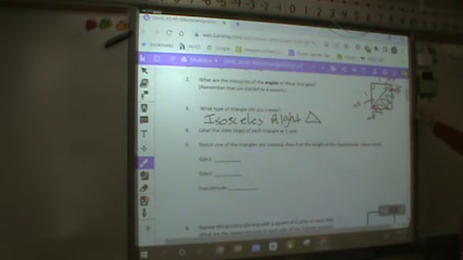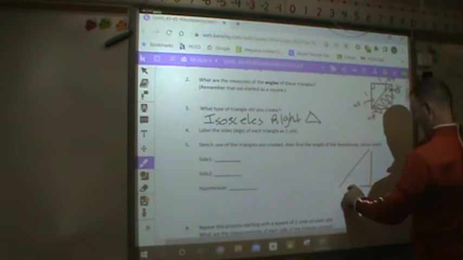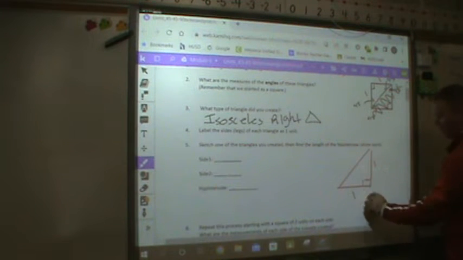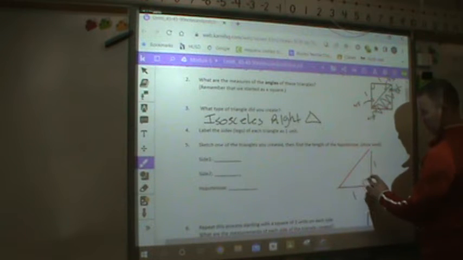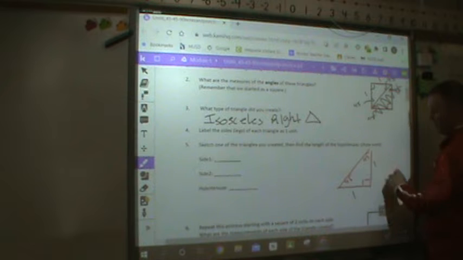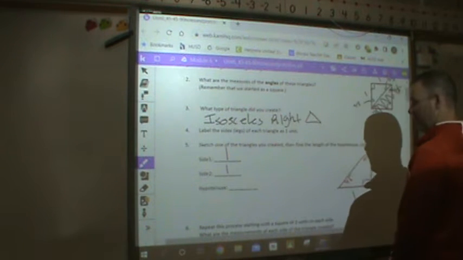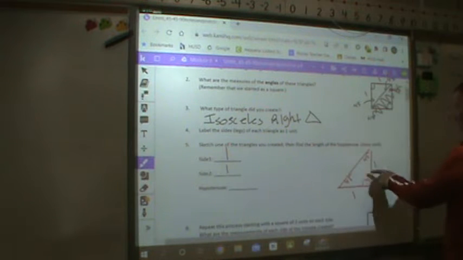Sketch one of the triangles. So we're going to sketch one of these, and we're going to label its sides 1 and 1. We're going to label the right angle a right angle, and we're going to label these other angles 45 degrees, so the legs are 1. So if side length is 1 and side length is 1, what's the hypotenuse? How do I determine that?